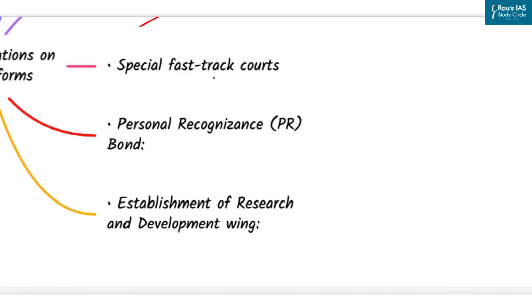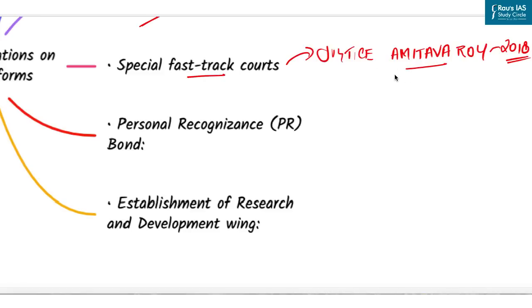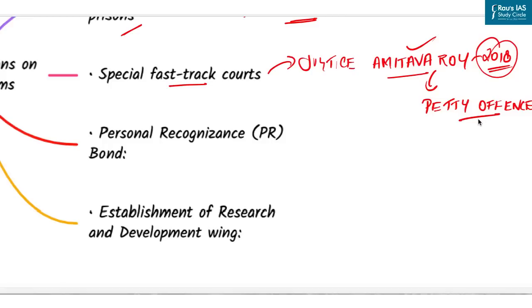Next suggestion is to have special fast-track courts. This was recommended by the Justice Amitava Roy Committee, which was set up in the year 2018 by the Supreme Court, to deal exclusively with petty offences which have been pending for more than 5 years.